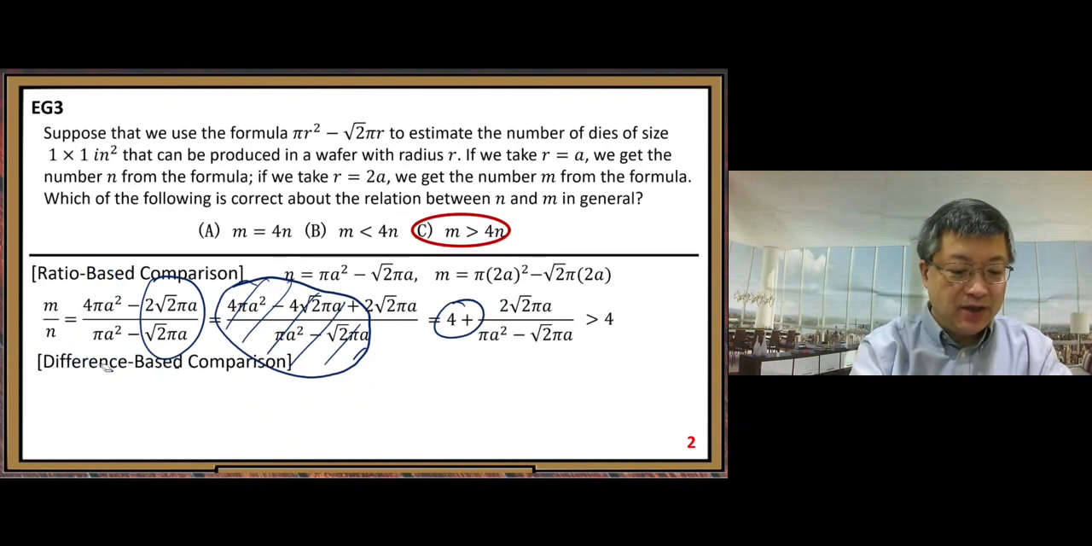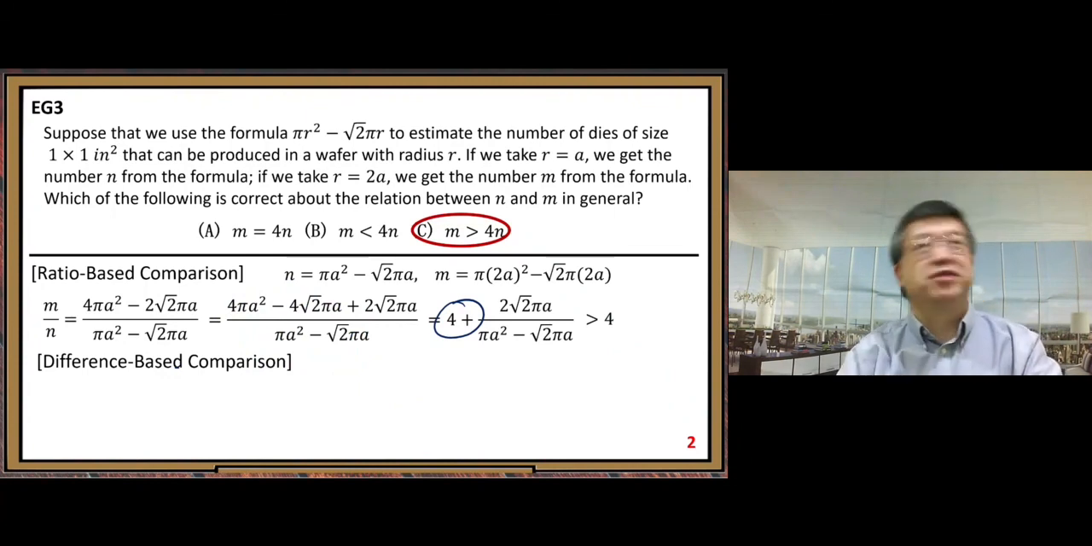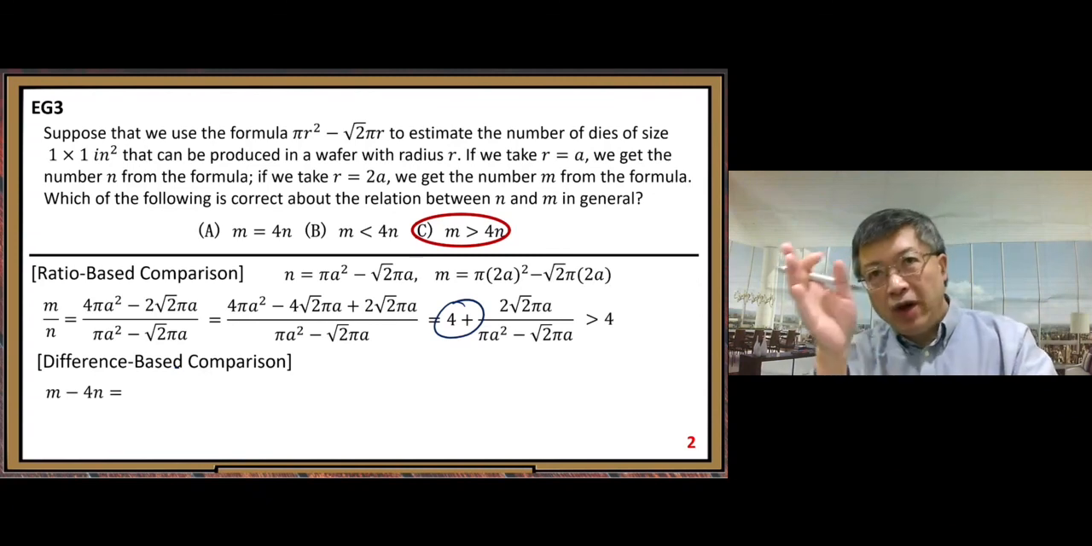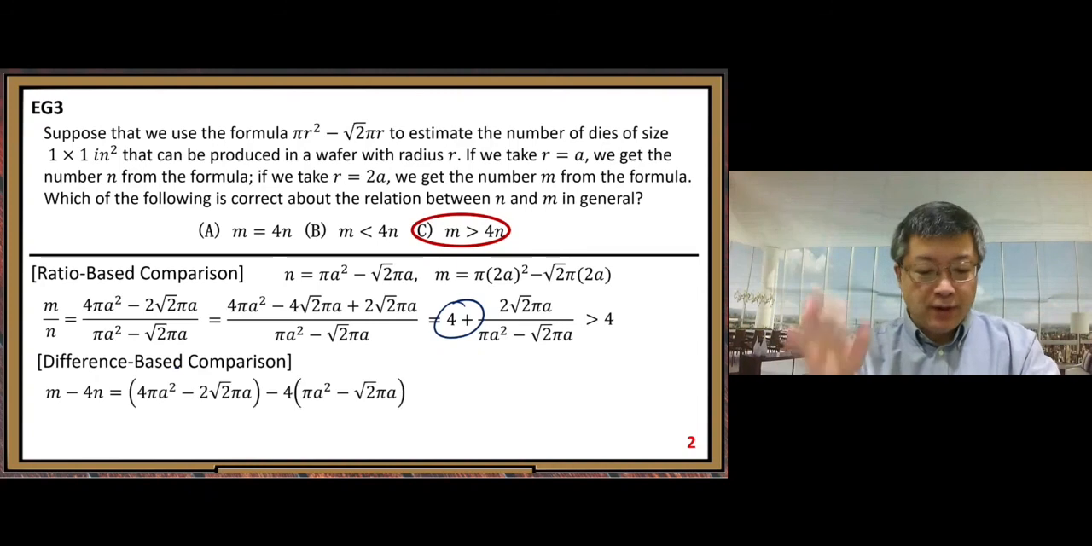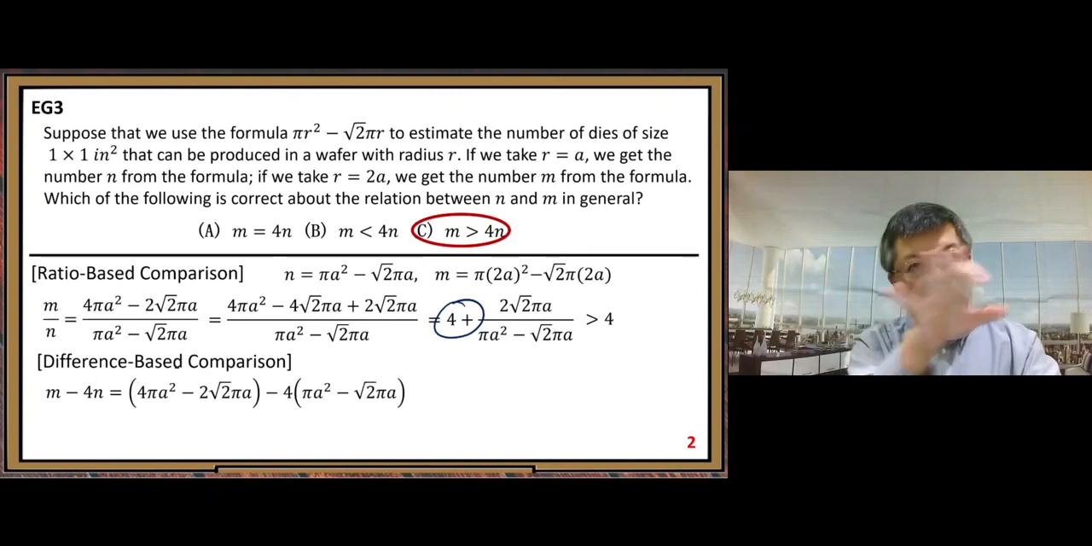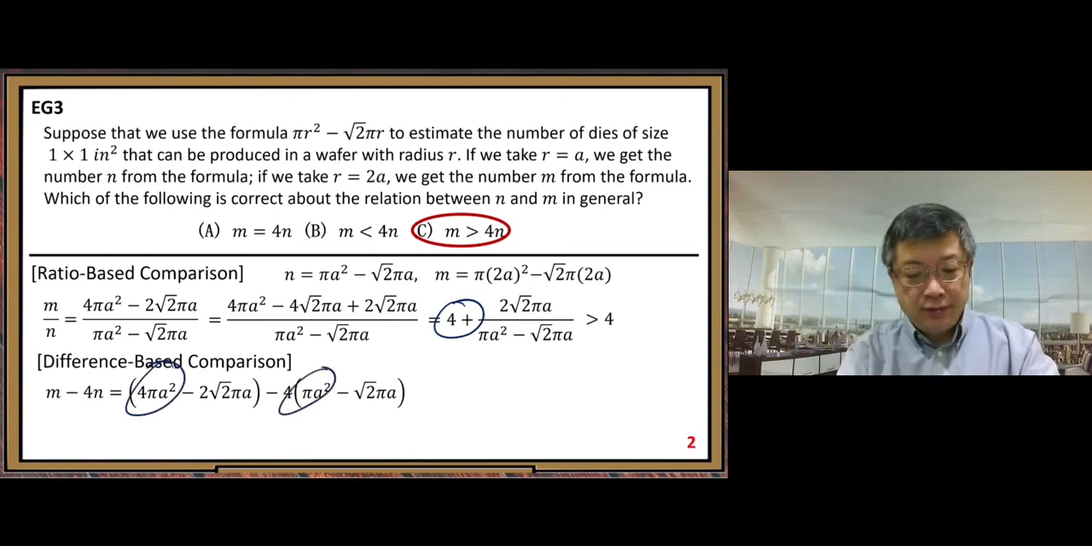Next, let's look at the difference-based comparison. This time, we just take the difference, m minus 4n. Plug in the two expressions. The first term cancels out, right?